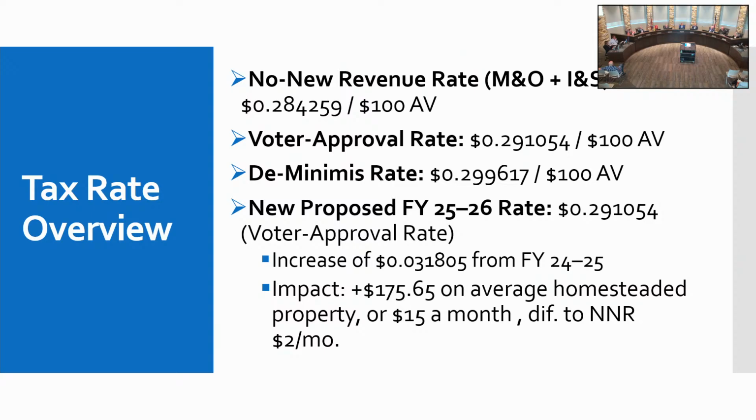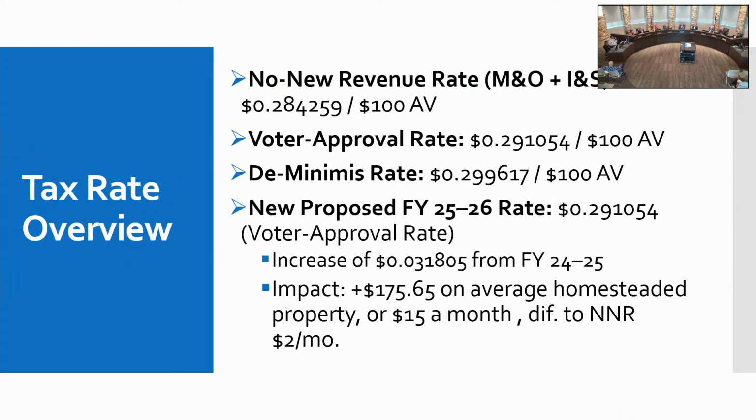That is still a 3.1 cent increase from the current year, and the impact has now dropped. So we're about $175, $176, let's say, on the average homesteaded property, or $15 a month in difference in taxes. The difference between the no new revenue rate and the voter approval rate is $2 a month. So we're down to $2.